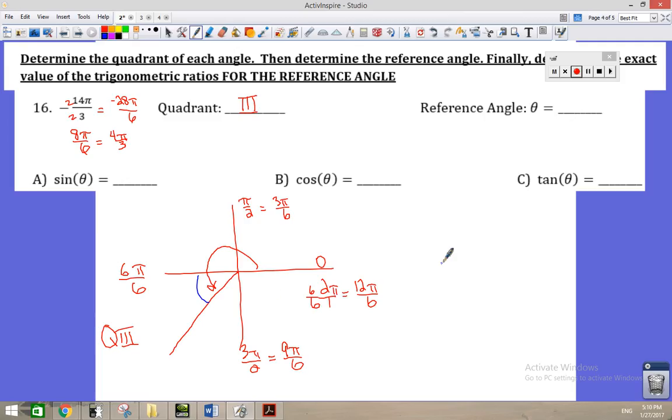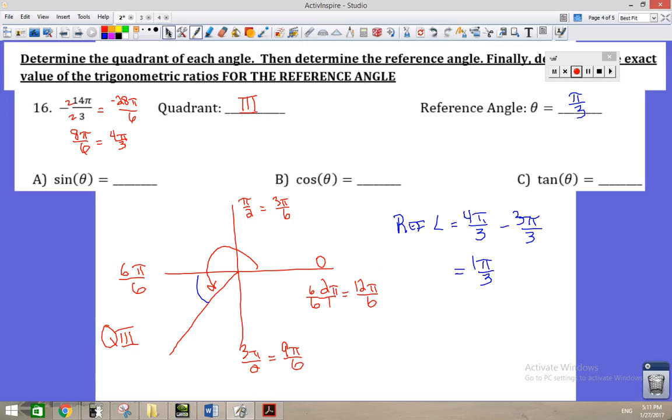When you're in quadrant 3, to find your reference angle, take that coterminal angle of 4 pi over 3 and subtract pi from it. Let's write pi as 3 pi over 3. So 4 minus 3 is 1, and 1 pi over 3, well, I'm just going to write that as pi over 3. So there's my reference angle. It's an acute angle. It's the angle that's made with the x-axis and this terminal ray.